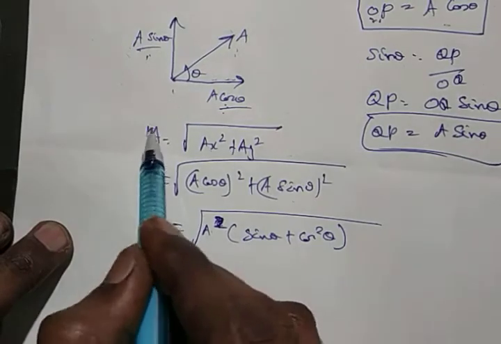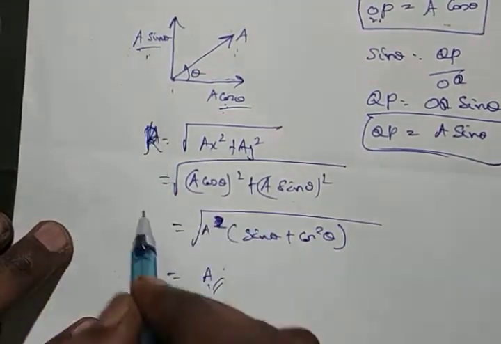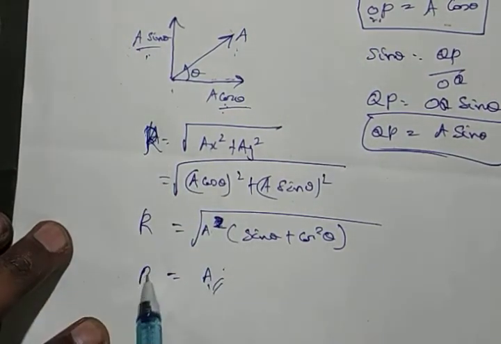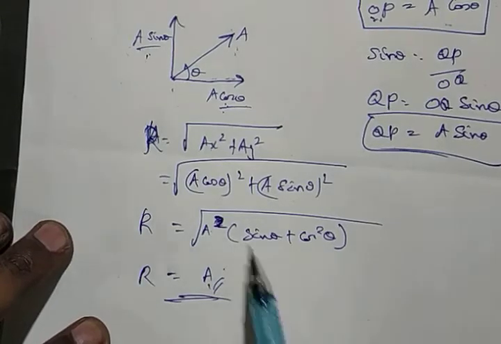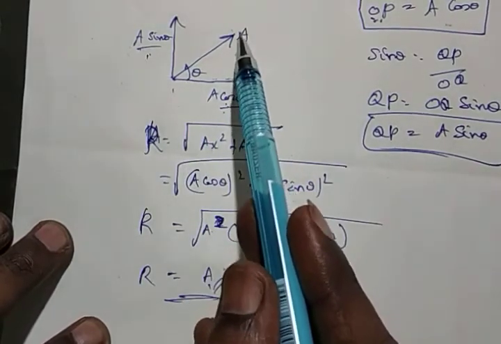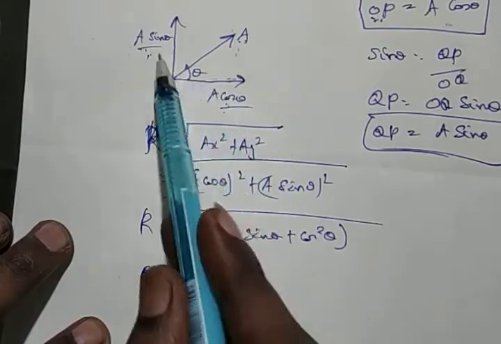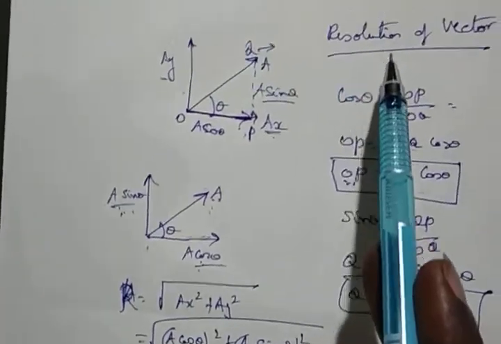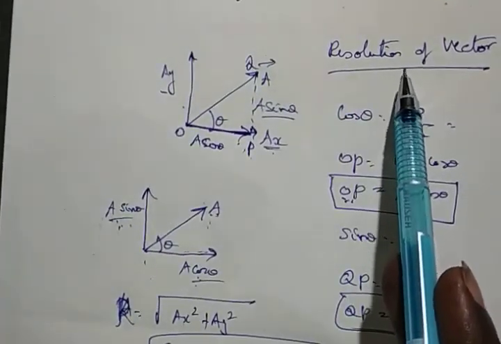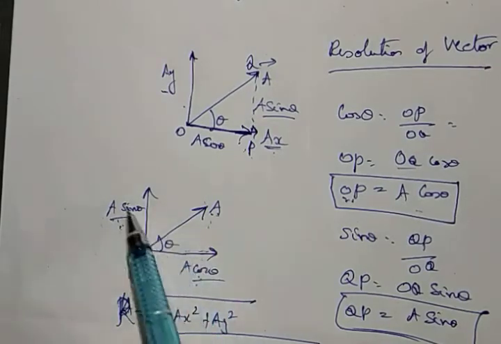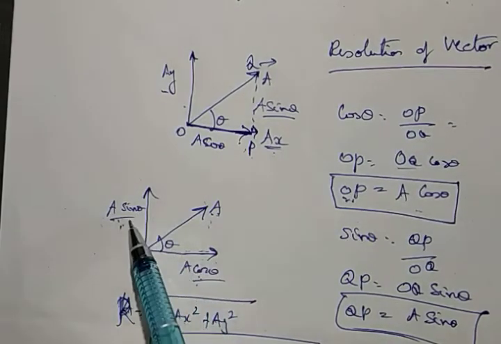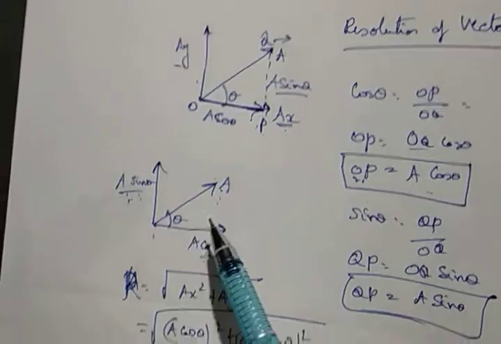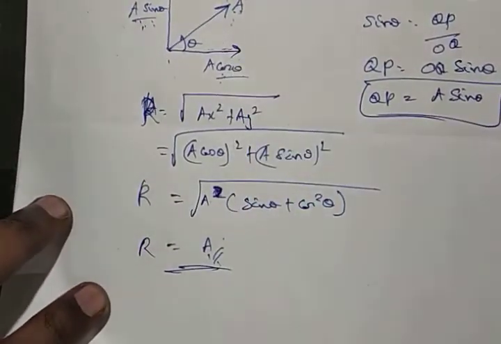So if you find the resultant, the resultant you finally get here is A itself. So this is the resultant. The process of splitting A into two components is called resolution of vectors. Now if you wanted to combine these two vectors, A cos theta and A sin theta, you will definitely get A itself.